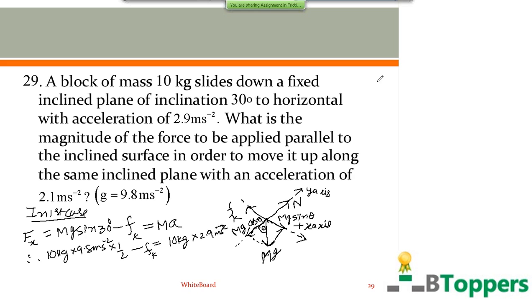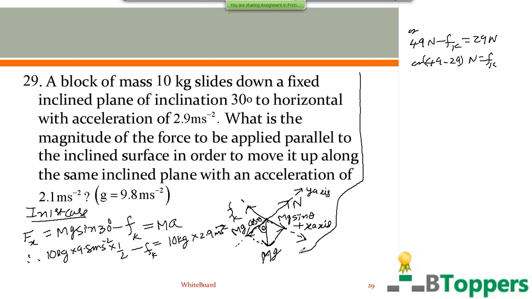This you can simplify it. So you get on the left side 49 Newton minus Fk equal to 29 Newton. You can solve for Fk here. So magnitude of kinetic friction on the block by the inclined surface will be equal to 20 Newton.